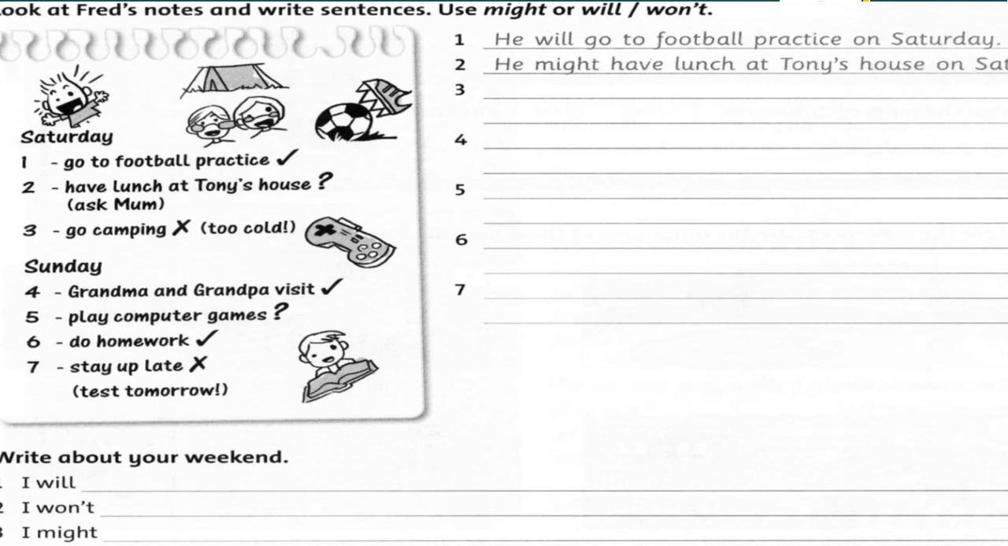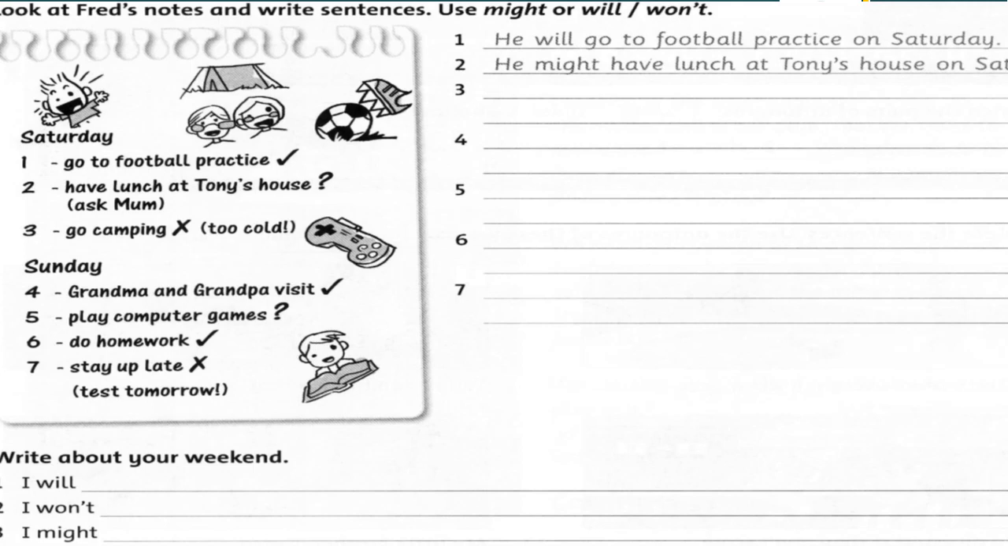Okay, let's solve the exercise now. I'll begin with number 3 because the first and second are done. Instead of he, I will use Fred. I will use the name. So, Fred will not go camping on Saturday. Number 4, Grandma and Grandpa will visit Fred on Sunday.